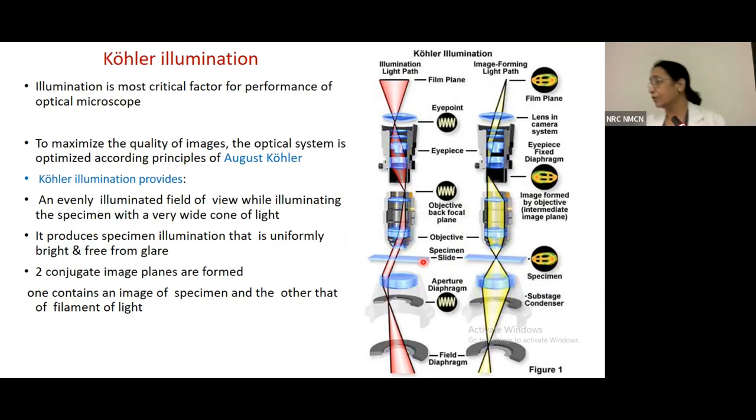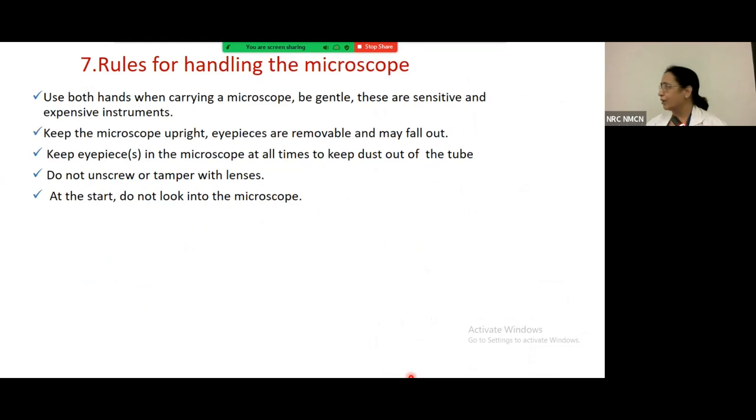Since we know that illumination is the most critical factor for the performance of the optical microscope, to maximize the quality of the image the optical system is optimized according to the principles of August Kohler. This illumination provides an evenly illuminated field of view while illuminating the specimen with a very wide cone of light. It also produces specimen illumination that is uniformly bright and free from glare. And as I told you in the previous slide, these two conjugate planes are formed and they are reciprocal to each other.